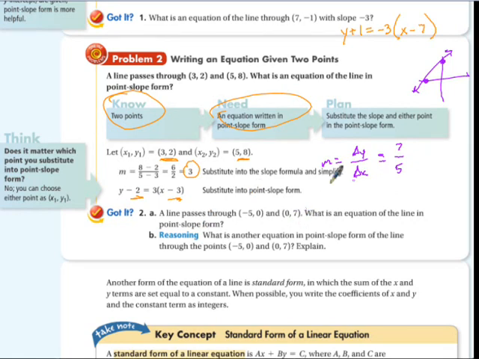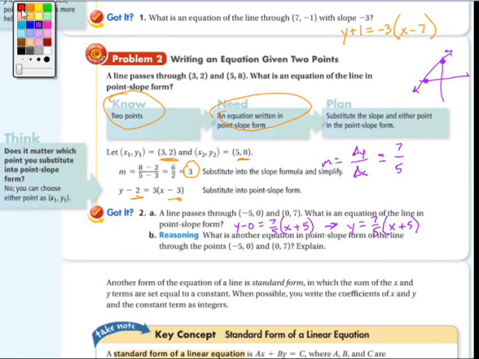Now what I can do is I just pick one of these points. So let's say I pick the first point, -5, 0. Well, it's y minus 0 equals the slope, which is 7/5, times x minus the x value, which is -5, so it becomes x plus 5. Now I can take that one step further, because I know what y minus 0 is, it's y. So I can just write y equals 7/5 times x plus 5. Okay? Now I could have chosen the other point and that would have been fine.